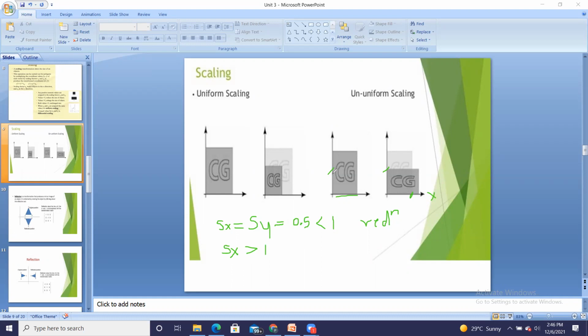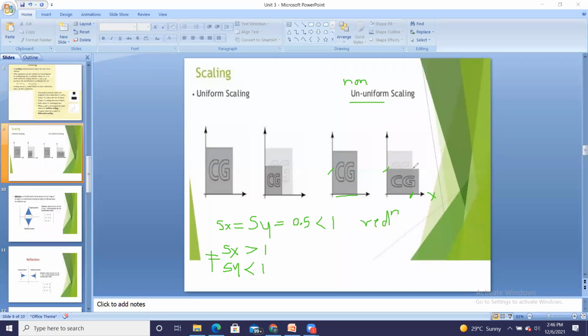But what is happening along the y-axis? The original size of this object has been halved. We are going to halve the size of this object along y. So we can say Sy is less than 1. As Sx is greater than 1 and Sy is less than 1, they cannot be equal. Sx and Sy will not be equal, and that's why it is called non-uniform or differential type of scaling.